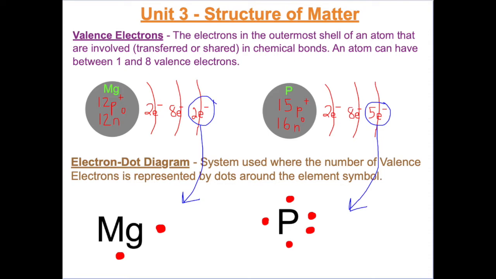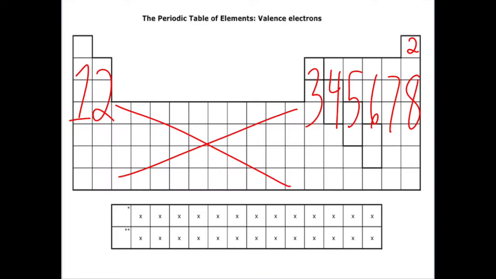We only need the electron-dot diagram because the valence electrons are the only ones involved in chemical bonds. We don't need to include the protons, neutrons, or inner electrons. We would need to use the pattern for valence electrons to make this easier. Here's that pattern. All elements in group 1 have one valence electron. That means it has one electron in the outermost shell. Group 2 has 2, group 13 has 3, group 14 has 4, and so on.